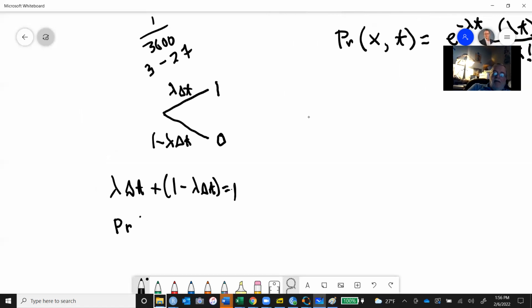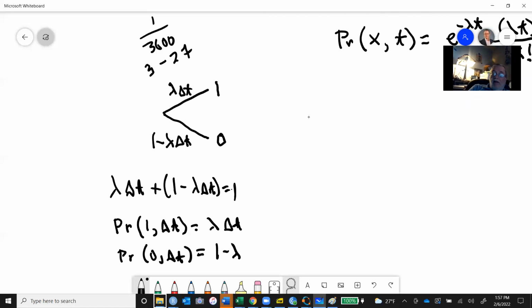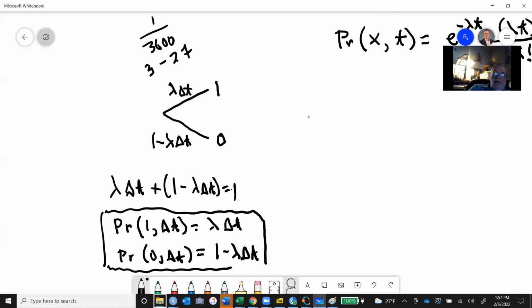Okay, we give them an official name: the probability of 1 in a very small time interval is lambda delta t, and 1 minus this, the probability of 0 in a very small time interval, like 1/3,600th of an hour, is equal to 1 minus lambda delta t. We're going to use both of these in our derivation. And that's where the e to the minus lambda comes from.